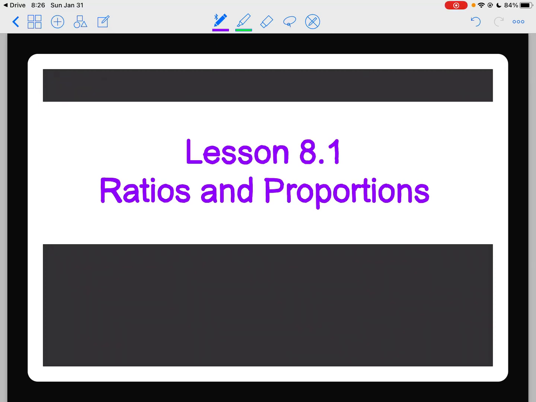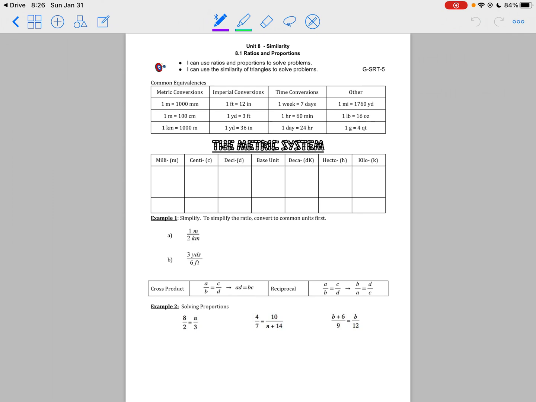In this lesson, we're going to start our unit on similar polygons by talking about ratios and proportions. So first, the distinction between a ratio and a proportion. A ratio is a single relationship between two things, so it can be represented as a fraction or with a colon between it. And then a proportion is when you take two ratios and set them equal to each other.